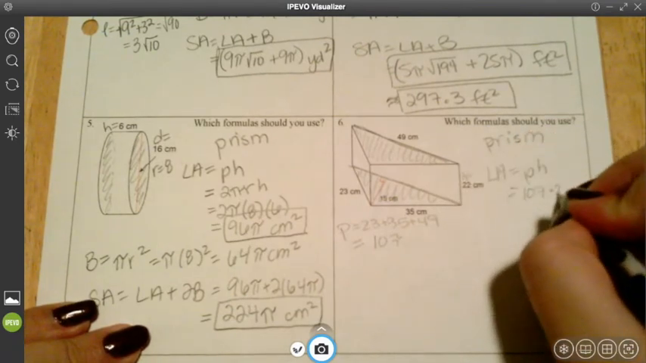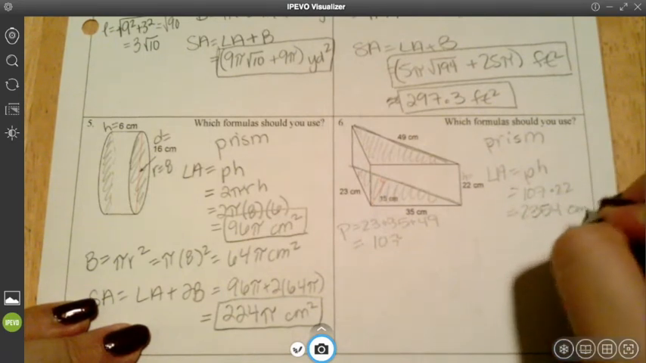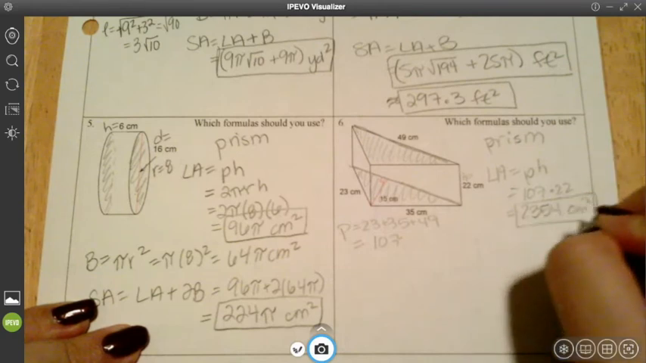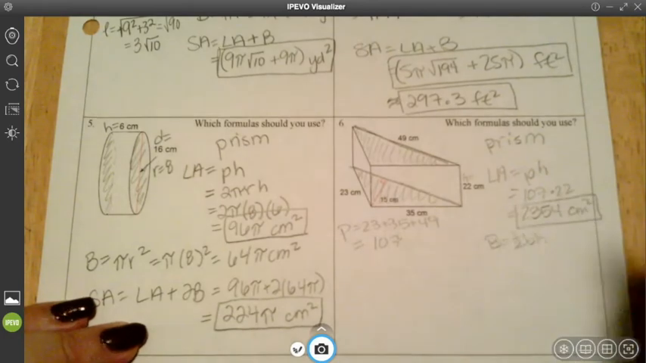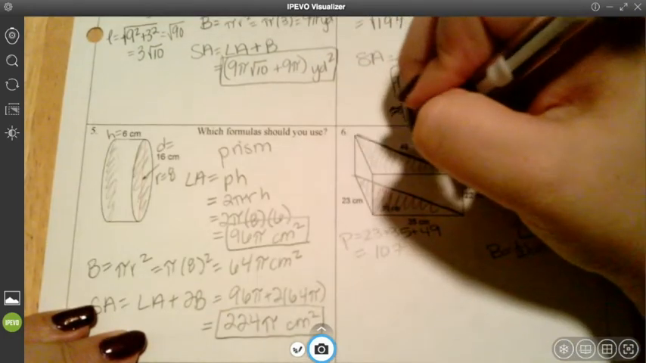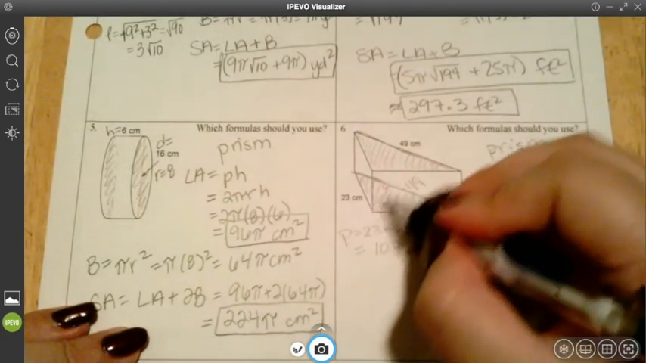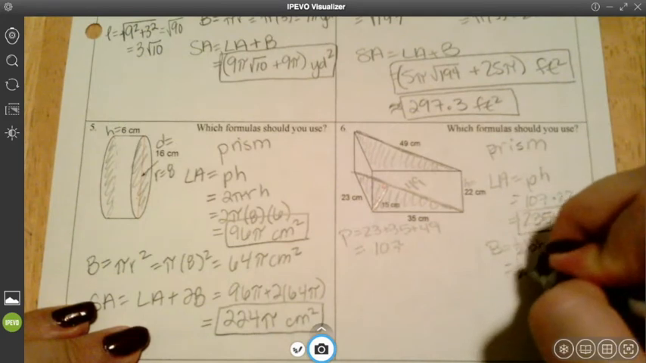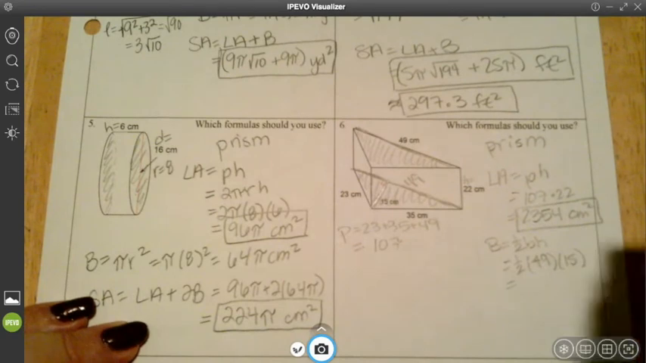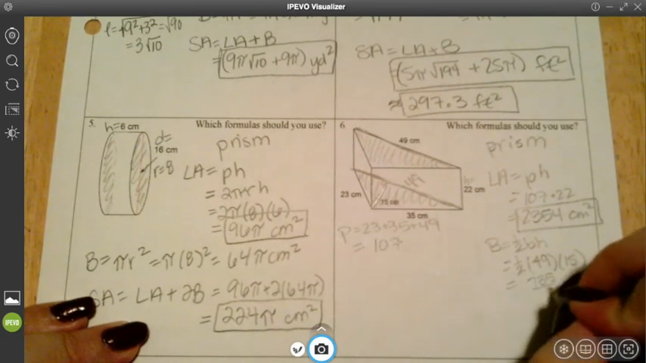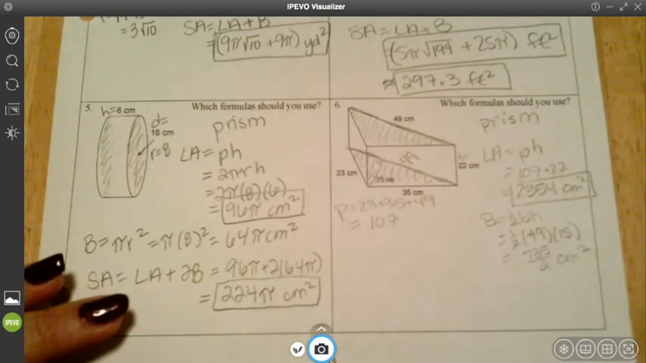107 times 22 gives us a lateral area of 2,354 square centimeters. Our bases are triangles, that's 1/2 BH. Do we have a perpendicular distance? Yes, we have 49. This one here is 49, which is perpendicular to 15. So that's 1/2, 49, and 15. Into the calculator, that gives us 735 halves square centimeters. Leaving it as a fraction because I know I'm going to multiply it anyway.